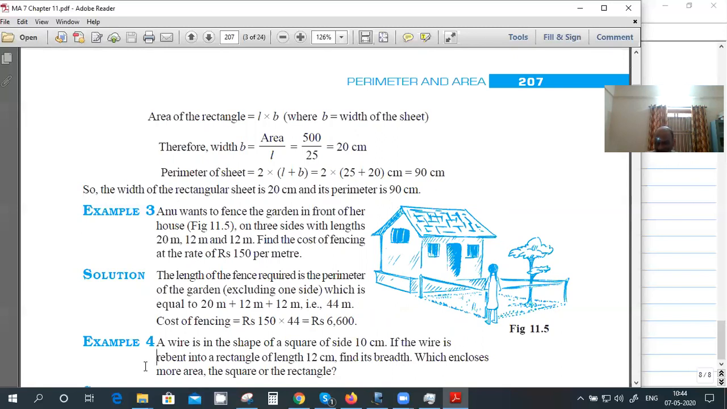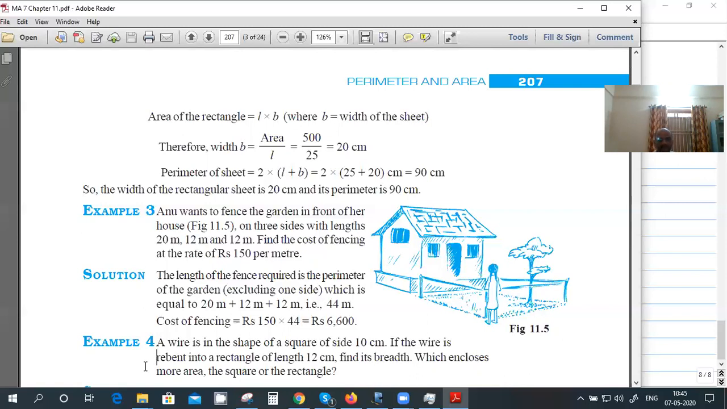So what will be the height? So what's the method we have to use, sir? First, what is the length of the wire? What is the perimeter of a square? So 10 into 10. Perimeter. 40. Okay, and what is the length of the wire? It should be 40 centimeters.